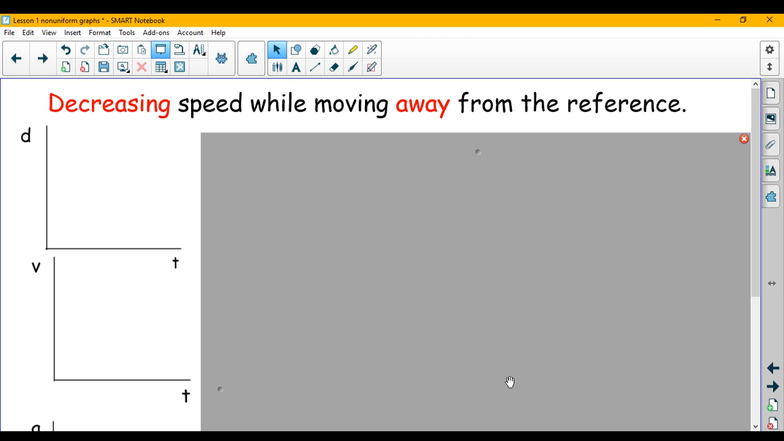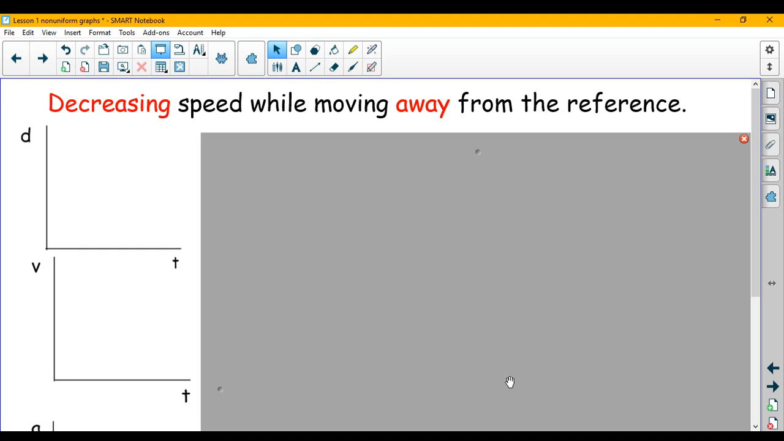Our second scenario or example, we're now decreasing our speed while moving away. We have to think about what this does to our graph. Now, some people have a tendency to try to memorize these. I actually find it works better if you think them through and think about what it means.